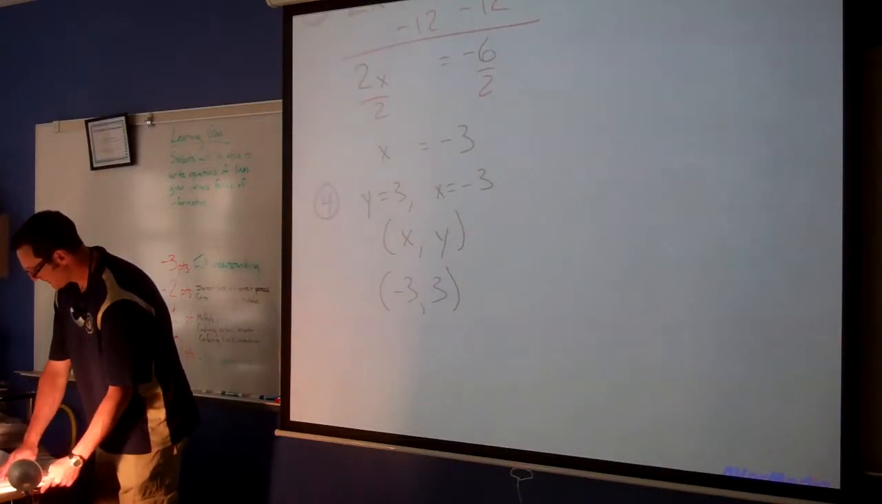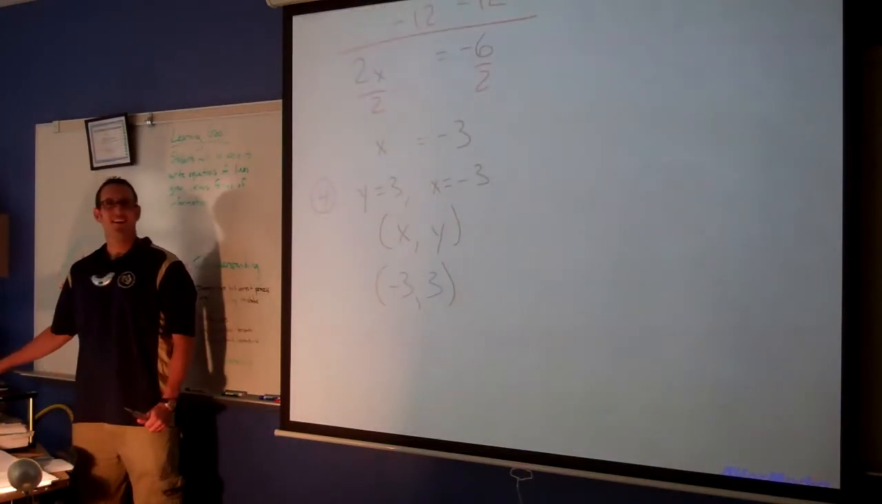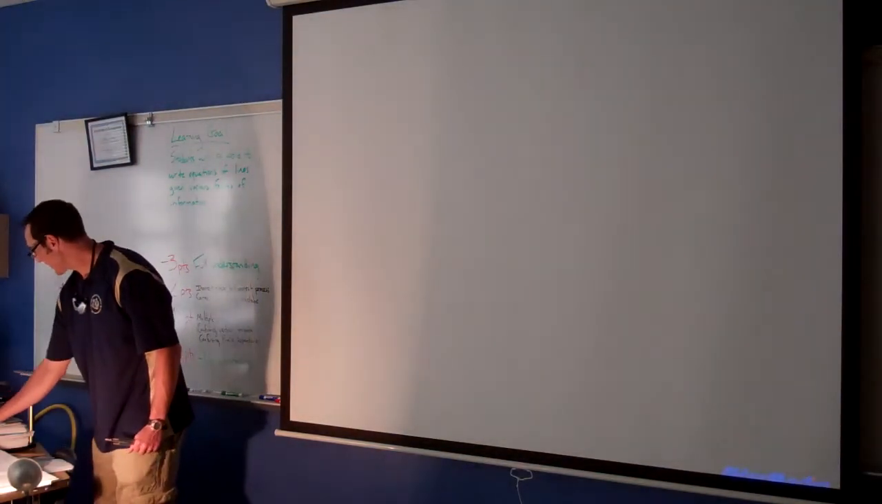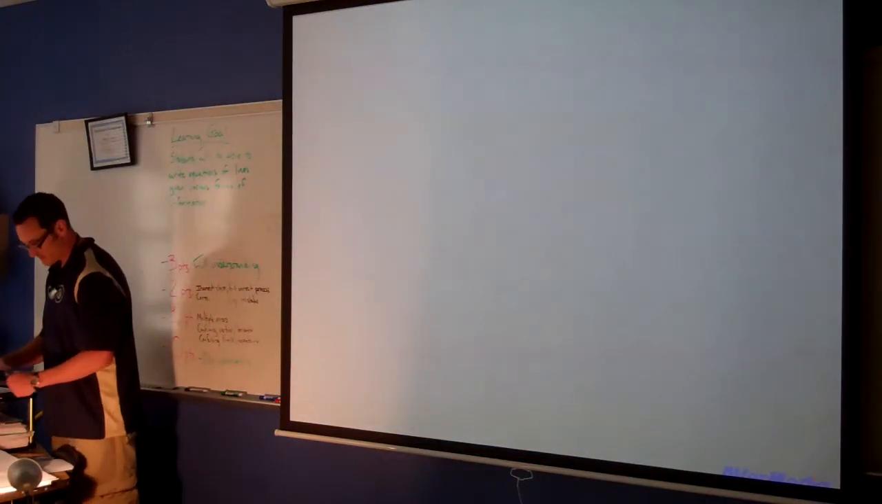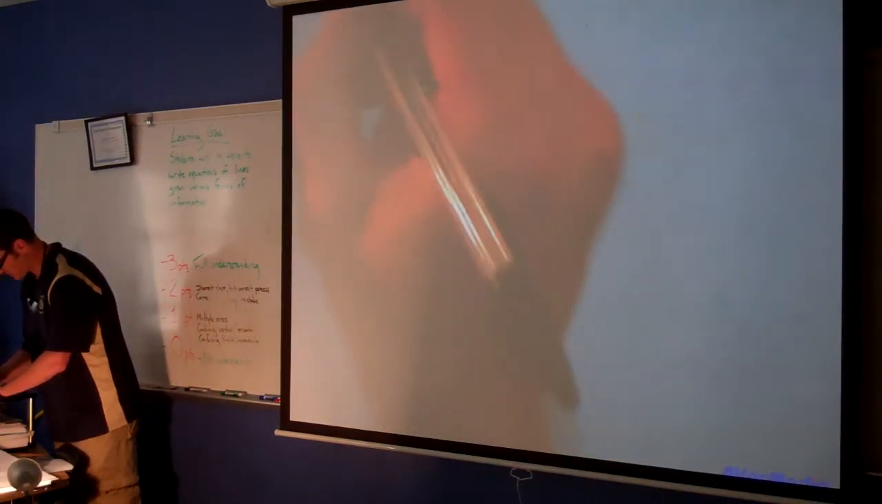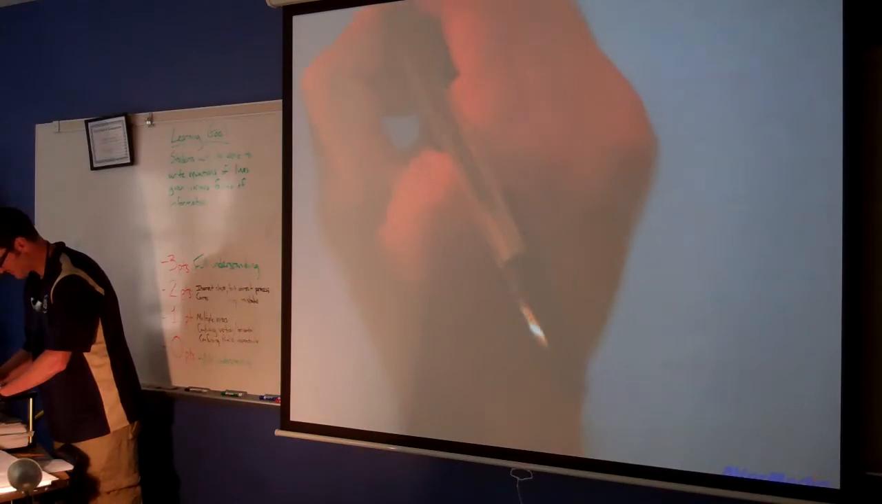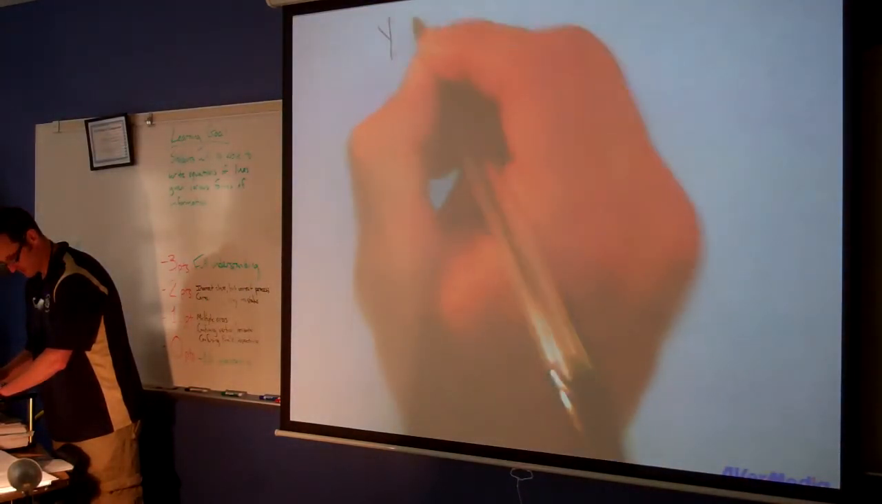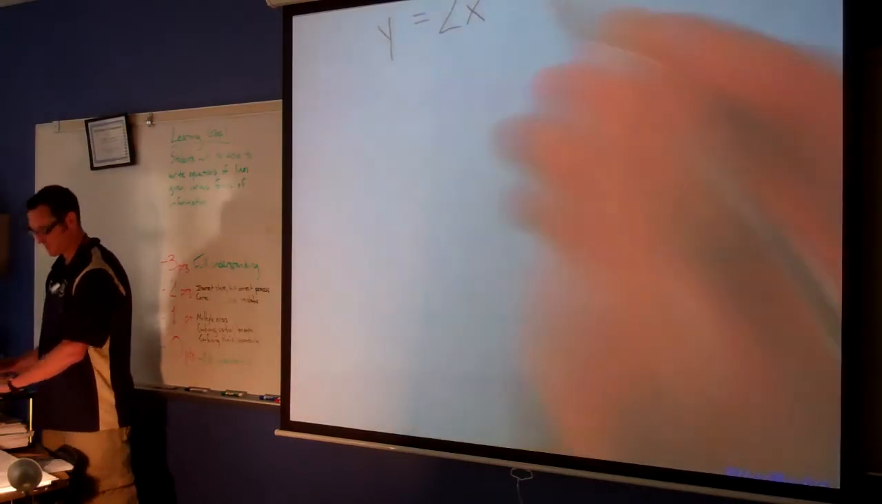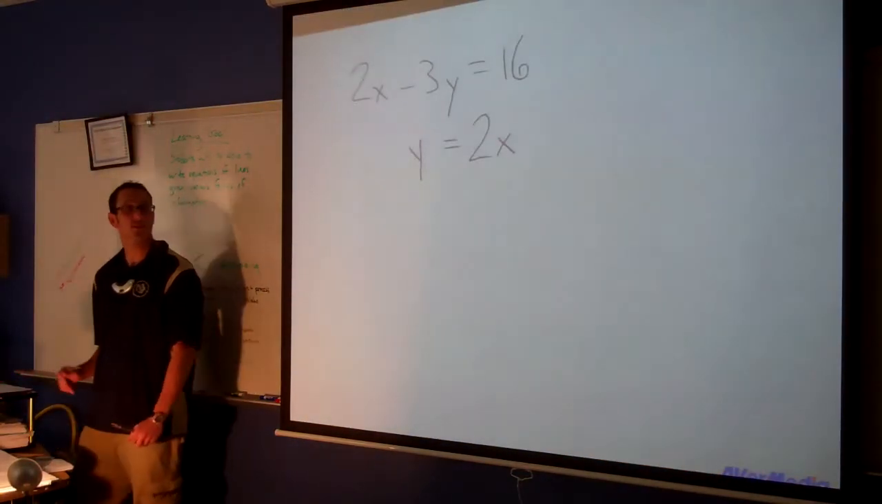So the process remains the same. Things get a little trickier. So let's see how some things can get a little trickier. So let's do another example with some crazier equations. So here's another system of equations. Here is the system of equations.